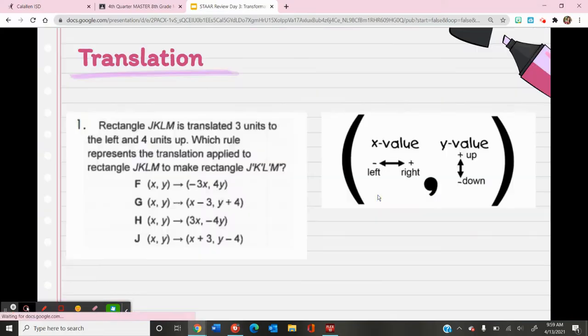So I'm going to go ahead and go back to our PowerPoint. And the first one we're going to talk about is a translation. So a translation is a slide, and you can remember this by looking in the word translation. It has the word SL. So this is a slide.